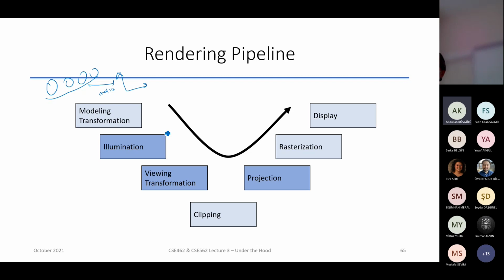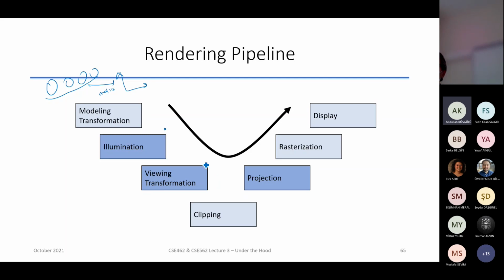And then you'll have the illumination. This is the second part. So the model is there now. It's in the same coordinate system, hopefully. And now you have illuminations. The illumination is going to be the part where the light is defined, the amount of light and the position of the light and so forth.